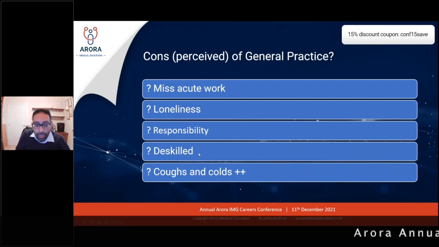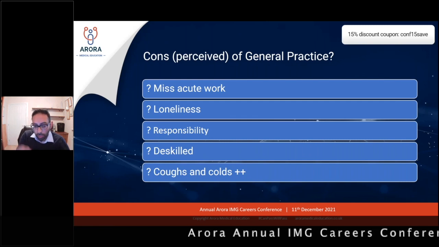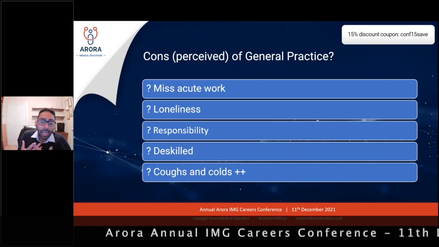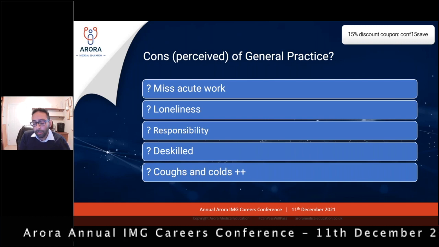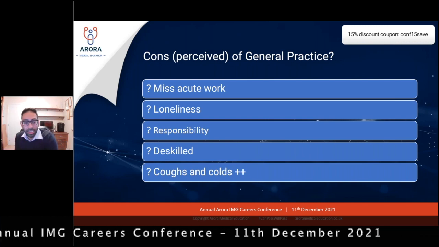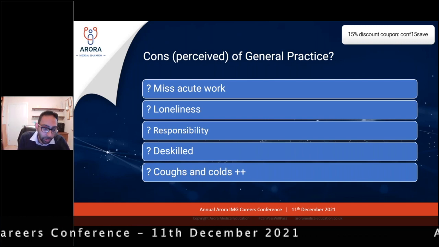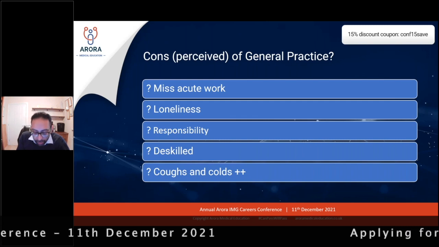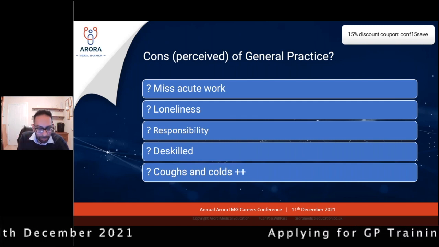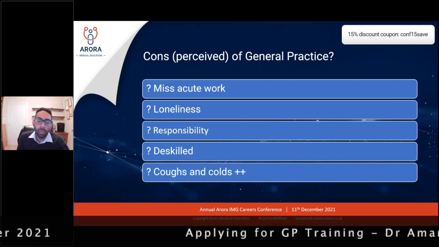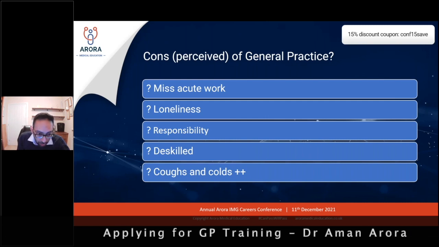Some people worry that they're going to become de-skilled. They're not doing procedures, for example. So if you're someone who loves doing procedures on a day-to-day basis, you can still, in general practice, become a GP with a specialist interest in things like minor surgery, for example. But if you enjoy doing things like regular chest drains and ABGs and cannulas and things, then maybe general practice is not the route for you.